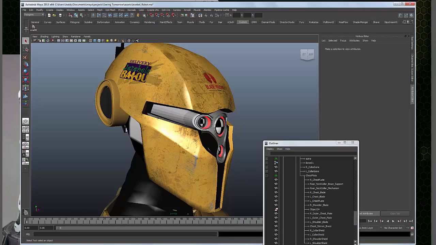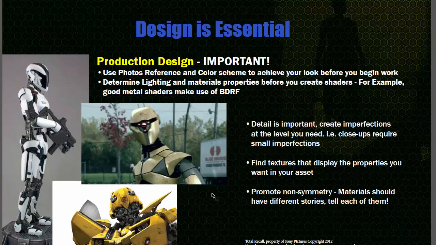So what you want to do is make sure that you promote those differences to give your character some life, to make sure your character is interesting, and the materials should have different stories. So what is the story of the lower breastplate or chest plate? How many times has he fallen on that side?